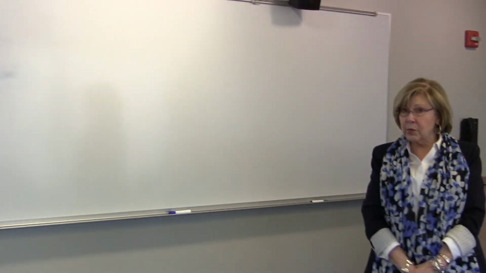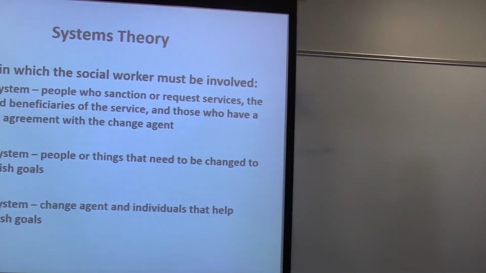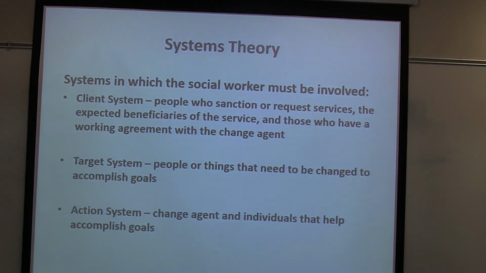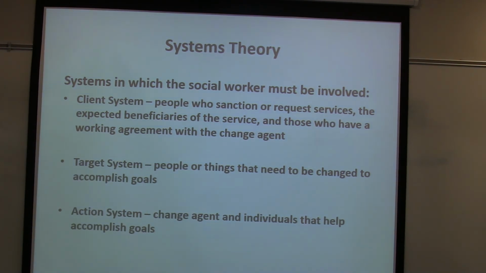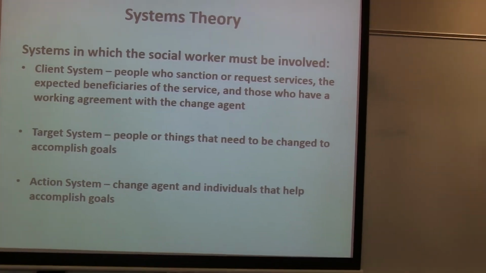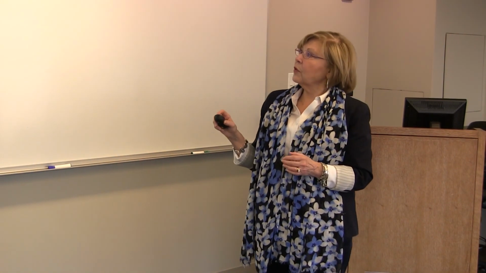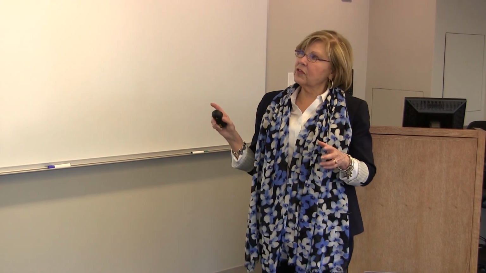So systems in which a social worker must be involved in their practice, certainly the client system is people who sanction or request services. The people who are the beneficiaries of the services we provide as social workers, and those who have a working agreement with the change agent. And again, social workers are the change agent. We're agents of change. And so the target system, again, is the people or things that need to be changed in order to accomplish the goals that are developed between the social worker and the client. And the action system means the change agent and individuals that help accomplish the goals. So we want to keep all of that in mind when we think about systems theory.